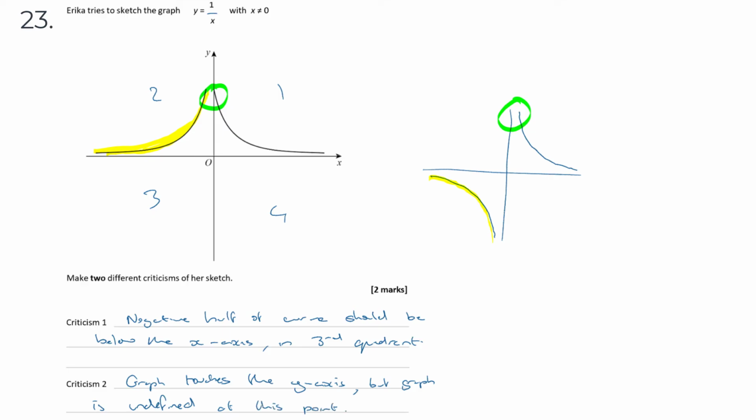Okay, so the graph touches the y-axis, but the graph is undefined at this point. At the point where x is 0, this graph is essentially infinite, isn't it? It's going to be flying off to infinity. So we say it's undefined at that point. We don't really like dividing through by 0. It's why this bit here was excluded in the first place, avoiding the fact that we don't want to divide by 0 and get an infinite solution.